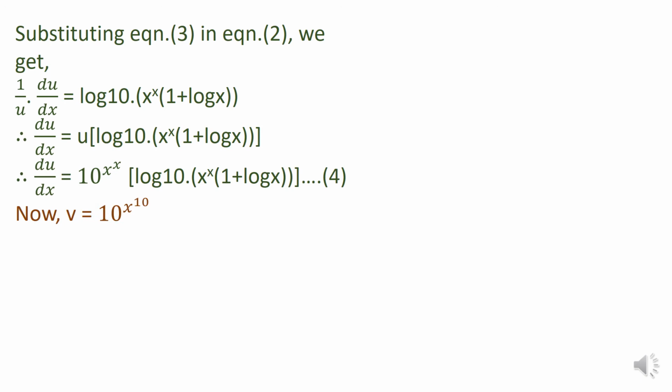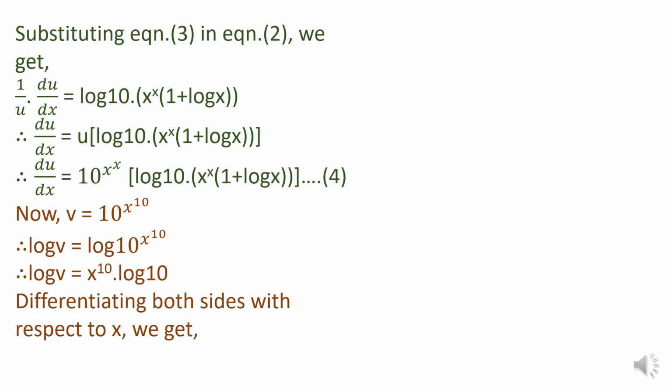Now what about v? v is equal to 10 raised to x raised to 10. So we take log v is equal to log of 10 raised to x raised to 10. Thus we have log v is equal to x raised to 10 into log 10, because we realize that x raised to 10 is the power of the log. Differentiating both the sides with respect to x, we get 1 upon v dv by dx is equal to x raised to 10, the derivative of log 10, plus log 10, the derivative of x raised to 10.